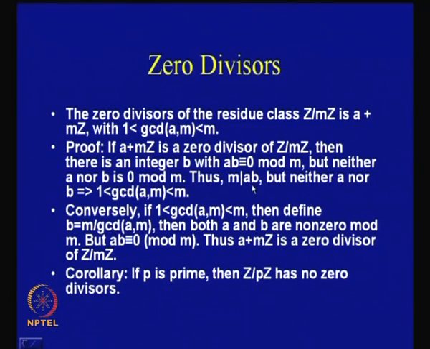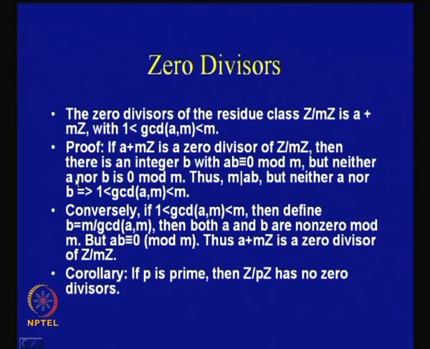So which means that m divides ab. So ab is congruent to 0 means m divides ab, but neither a nor b is actually divisible by m. So this automatically implies that if I take the GCD of a and m, then this should be some significant value.